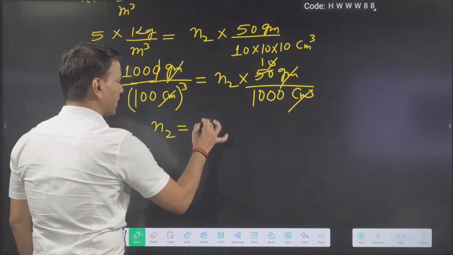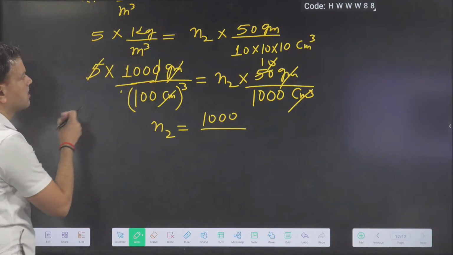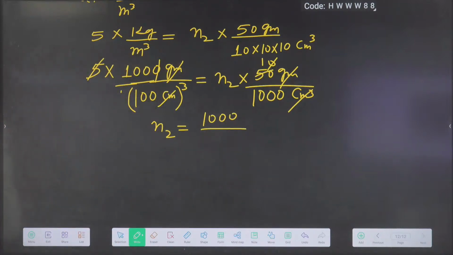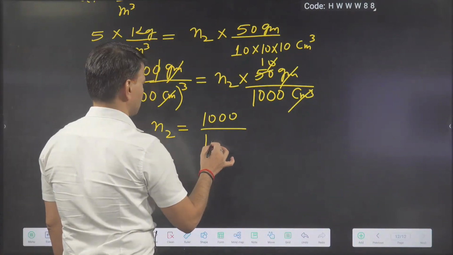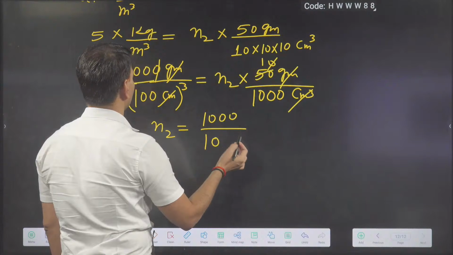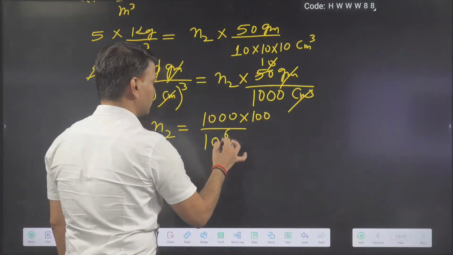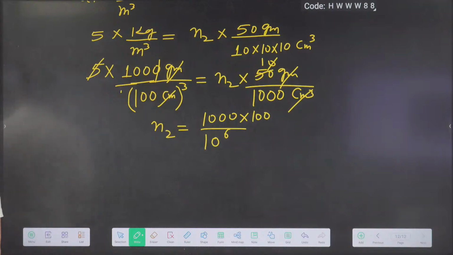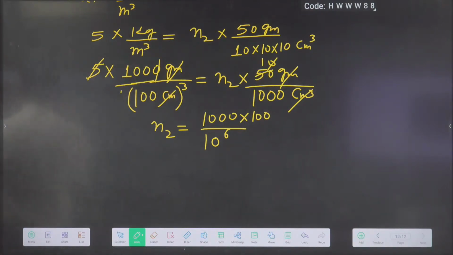N2 is equal to what? 1000 upon, here what will I get? Cube is there, so one cancels out. How much value are you getting? 10 to the power, okay, 100 is also there, and here we are getting 10 to the power 6. What is the value? 5 and this. The people are saying 10 to the power minus 3. That is confusing.